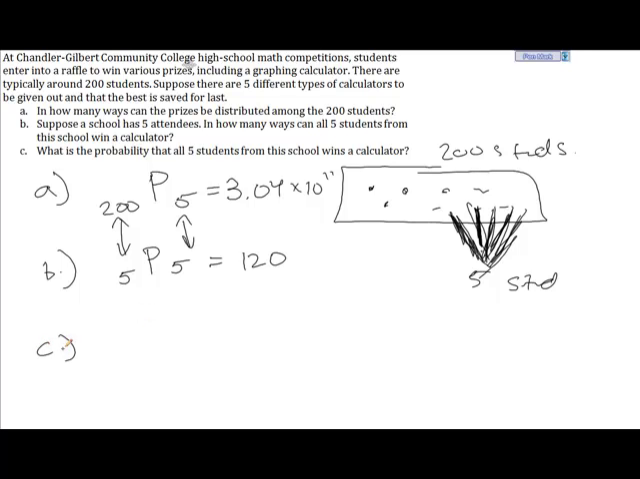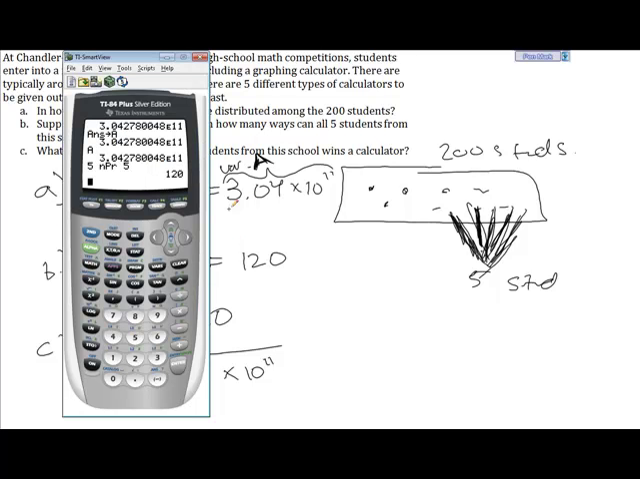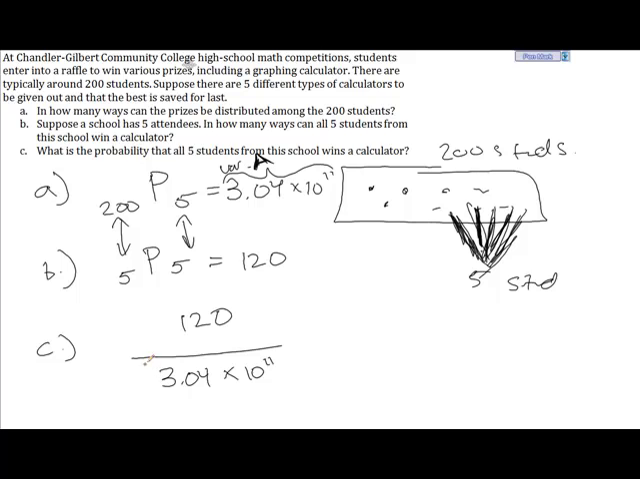In part C, we want to know, what is the probability that all 5 students from the school win a calculator? Well, this is the number of ways all 5 students can win. The total number of things that can happen is this 3.04 times 10 to the 11th. Oh, and one thing that you might want to do if you store it in your calculator is to identify this and say that you've called this variable A, and that way anytime you go to reference it, you know that that's stored in variable A.